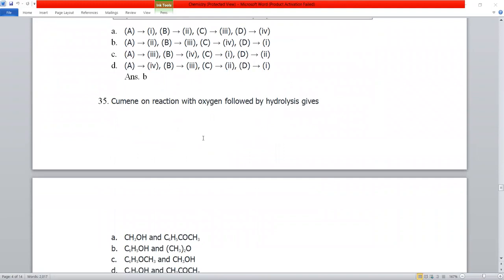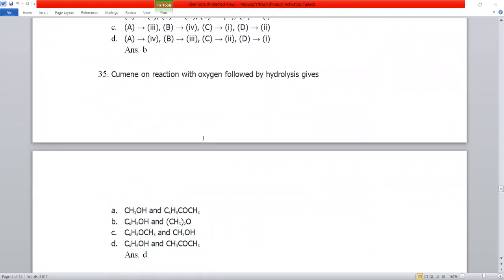Next, question number 35, cumene on reaction with oxygen followed by hydrolysis. Cumene is nothing but isopropyl benzene. This isopropyl benzene on treatment with oxygen will form a peroxide. The intermediate is a peroxide, isopropyl benzene hydroperoxide, students.